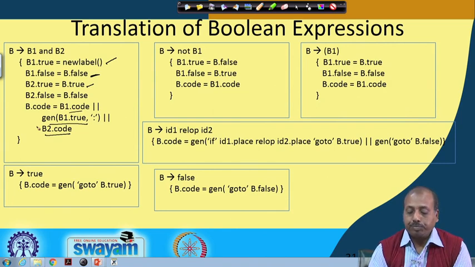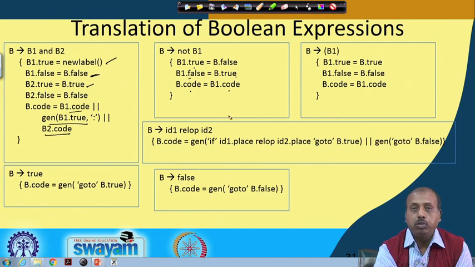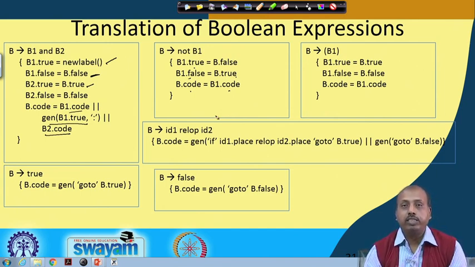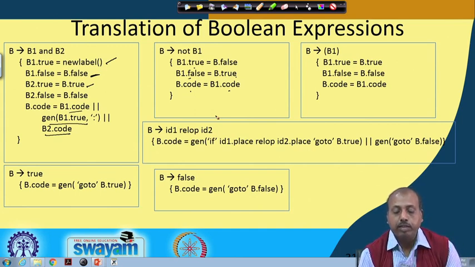Then, not of B1. So, B1.true is B.false, B1.false is B.true, and B.code is equal to B1.code. So, no new code has to be generated, but the true and false pointers are to be reversed. Wherever B was going when it was false, we should go there if B1 is becoming true now, and wherever it was going on B becoming true.